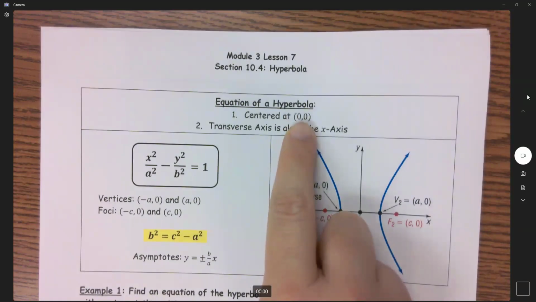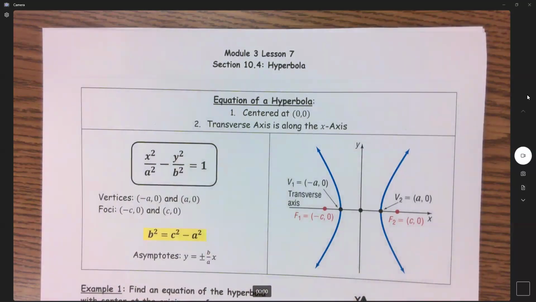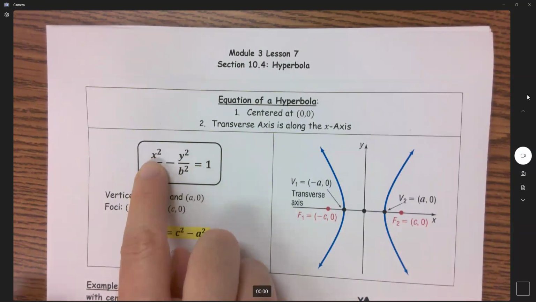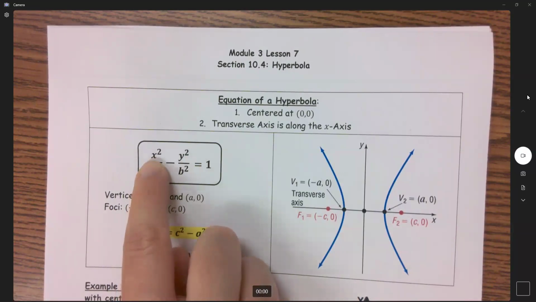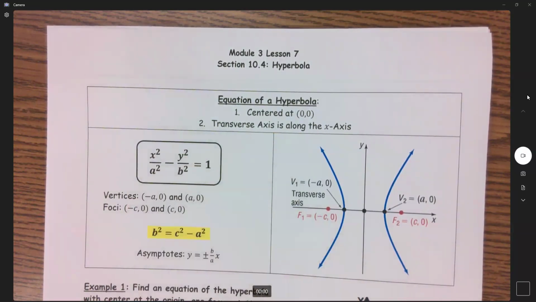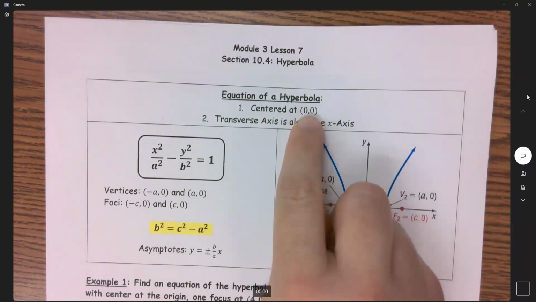So I can tell that this is centered at 0, 0, because it's just x squared, y squared. If you have it centered somewhere else, we're going to have an h, k, right? So we'll have something in parentheses, something in parentheses. But if I have an h of 0, that's x minus 0, that's x squared. If I have a k of 0, that's y minus 0, that's just y squared. So we don't need that. So when you just see x squared, y squared, that means it's centered at the origin.